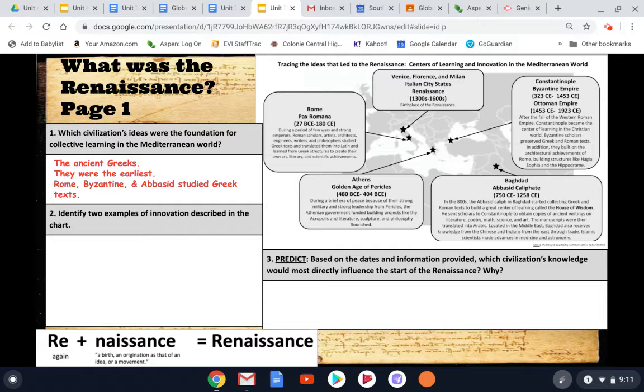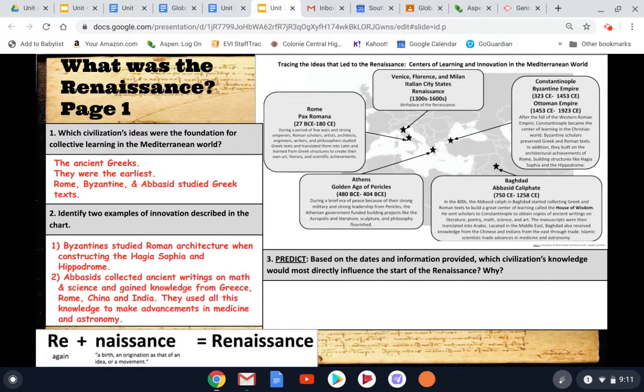As you look through these boxes, two examples of innovation are: one, the Byzantines studied Roman architecture when constructing their famous projects like the Hagia Sophia Church and the Hippodrome, which was that really long, almost NASCAR-shaped chariot stadium.